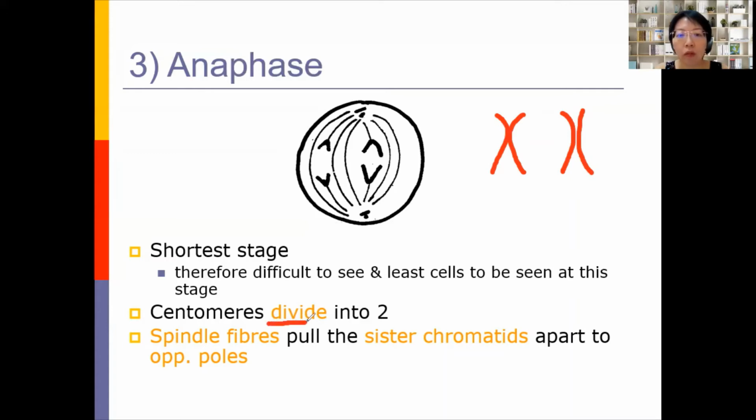Take note of the word that you use: divide. The examiner will not allow students to use split. If you use the word split, you don't get any mark in the exam. They divide into two. After that, the spindle fiber will start to pull the sister chromatids apart.